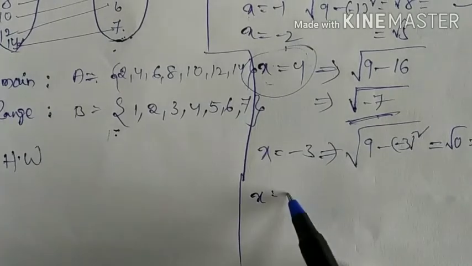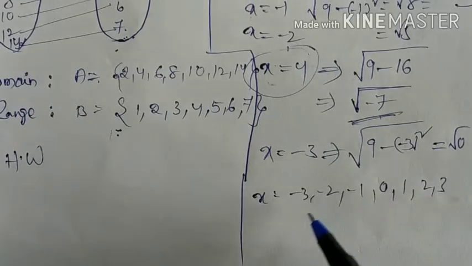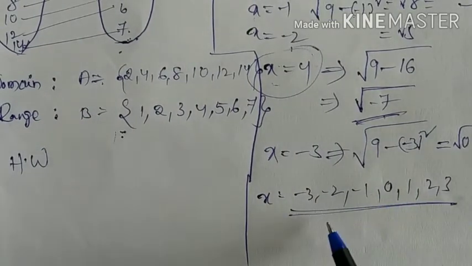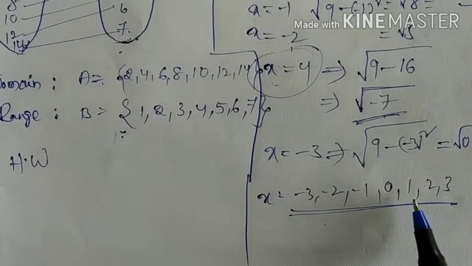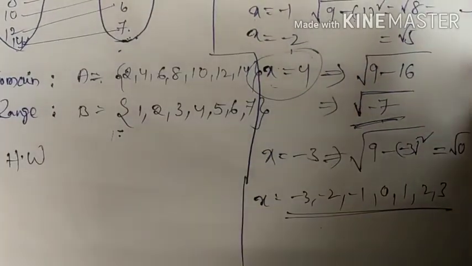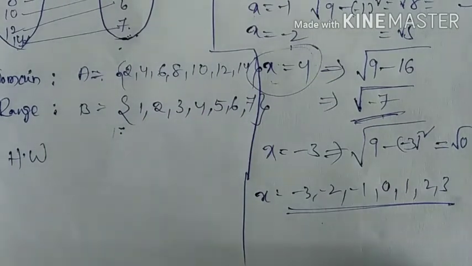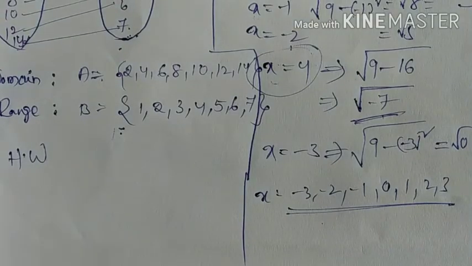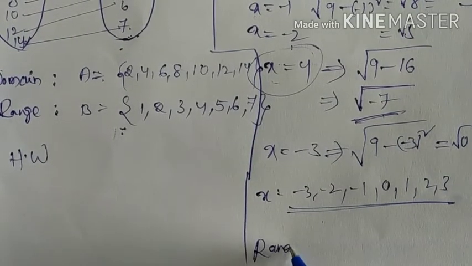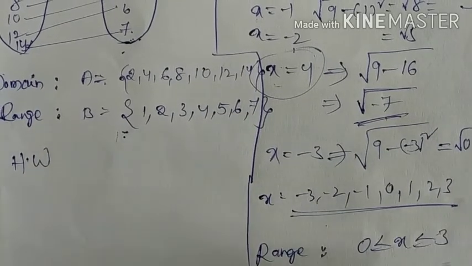x is equal to minus 3, minus 2, minus 1, 0, 1, 2 and 3. These are the inputs. That means the domain of the given function f of x is minus 3, minus 2, minus 1, 0, 1, 2 and 3. Clear? And the range of this function is what we got every time. Here it is 0 and 2 and 2.3, like this we got. So maximum we are getting the values between 0 and 3 only. Then the range of the given function is 0 less than or equal to x less than or equal to 3 only, right?